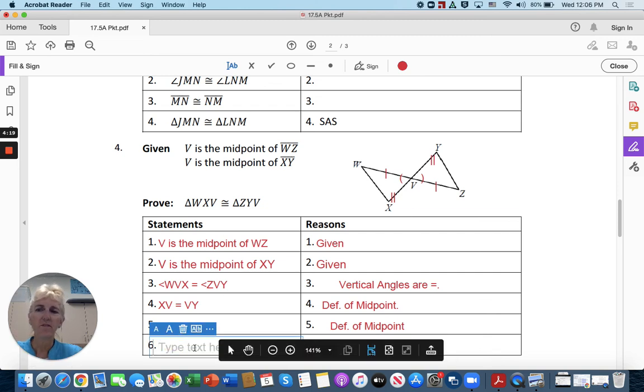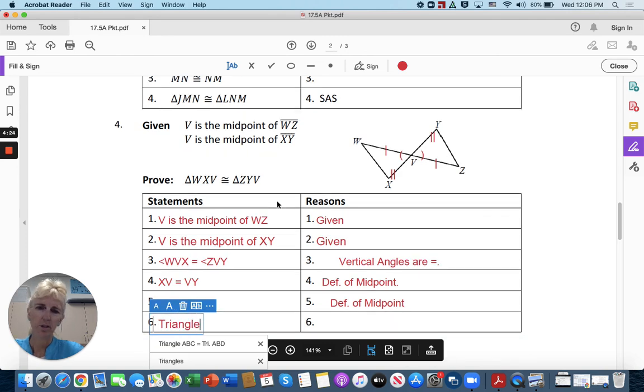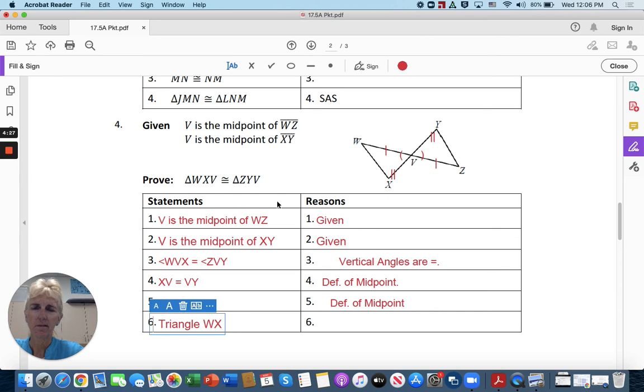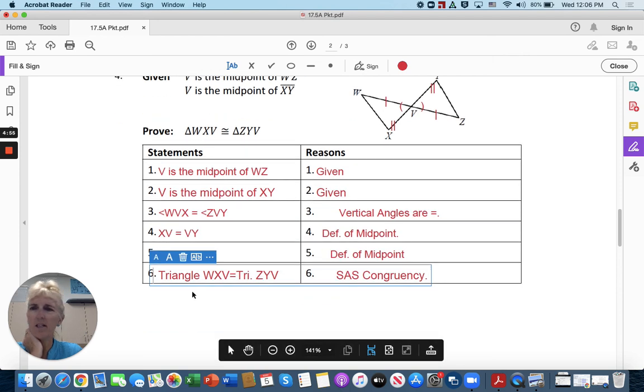So now the very last statement should always be what you're trying to prove. So you'll put triangle, you'll draw yours though, WXV equals triangle ZYV by side angle side congruency. Okay, so this is side angle side, side angle side. Once you have that, then you're done. Okay, good luck, students. You rock.